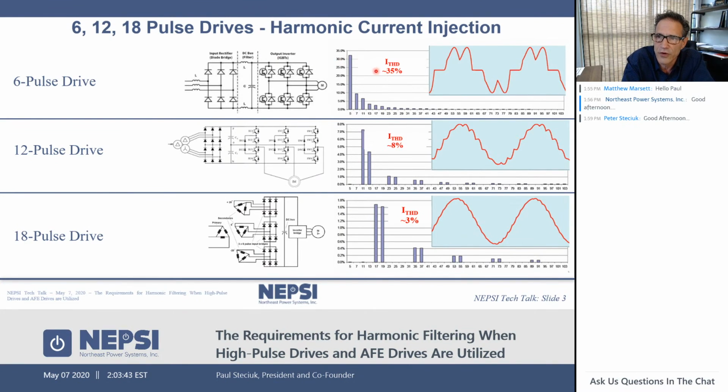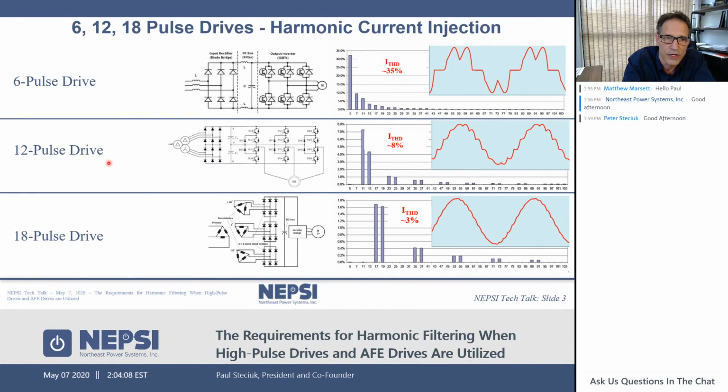A 6 pulse drive will chop up the current in a fashion similar to this. The amount of chopping that you get is related to the impedance in the front of the drive. You often hear about inductors on the input, line reactors, 3%, 5%, and so on. The lower the reactance, the more chopped up the waveform will get. But 35% THD is pretty typical.